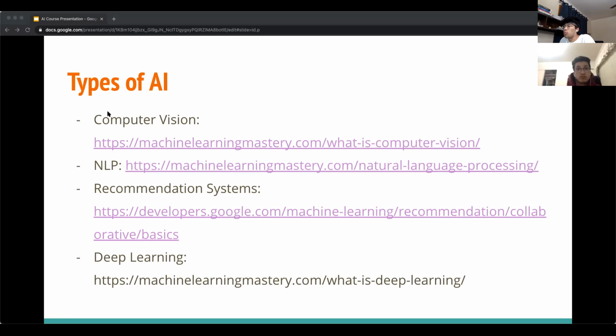And then the last type that we'll talk a lot about is deep learning. And again, as we talked about, deep learning is basically the field of machine learning that creates algorithms and models that are based off the human function of neurons and neural systems.